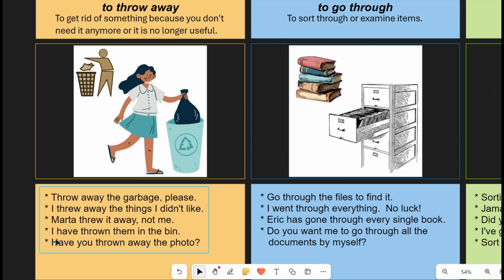Next example. I have thrown them in the bin. This is the present perfect structure. Have thrown. That's your third form. Next form. It's a question. Have you thrown away the photo? Now that is a question in the present perfect form as well.